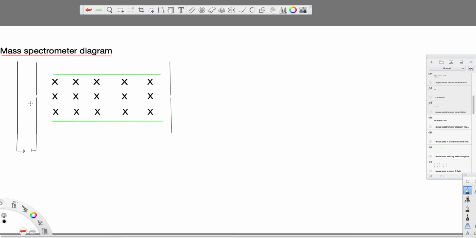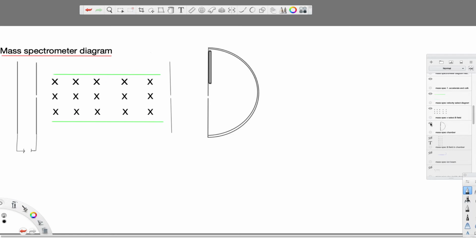So we have accelerated them, we have selected our velocity, and then we have our deflection chamber. So our beam of ions enters our deflection chamber, and in the deflection chamber we have another uniform magnetic field. And by Fleming's left-hand rule, this will cause our beam of ions to bend. But the amount that they bend depends on their mass. Again, we'll do the maths in a moment or two. So this is basically how your mass spectrometer works.